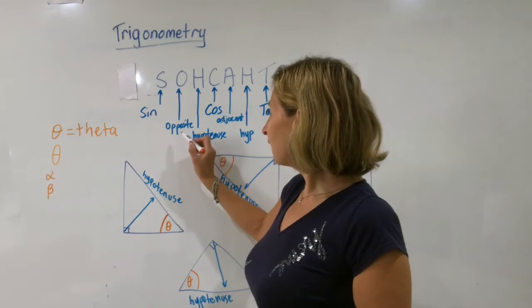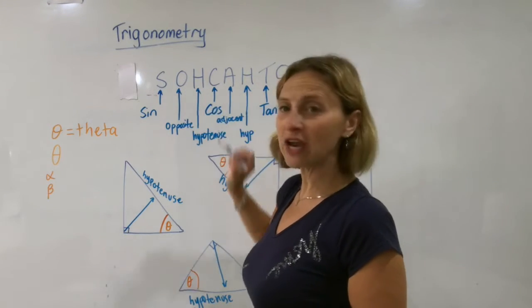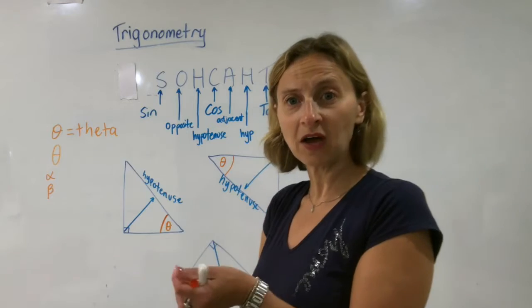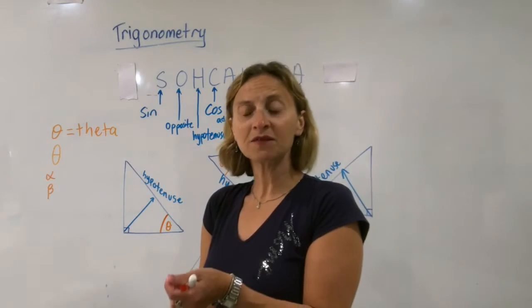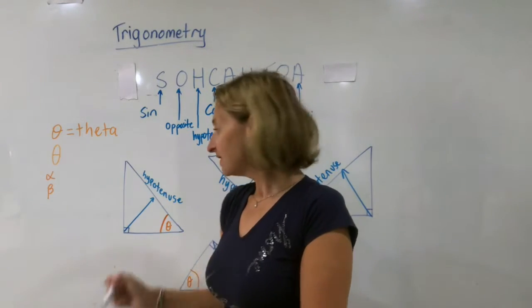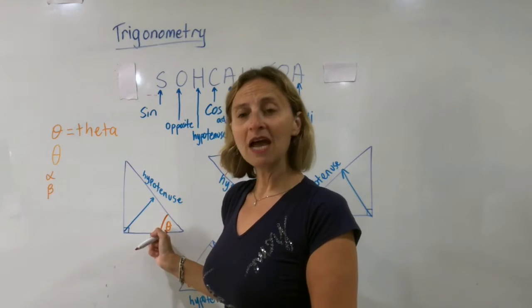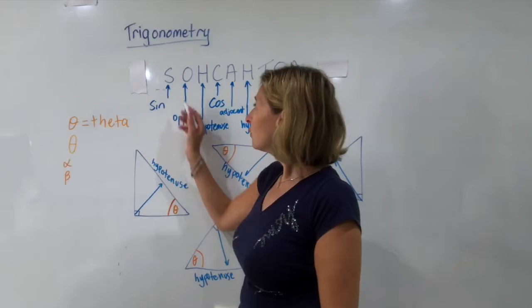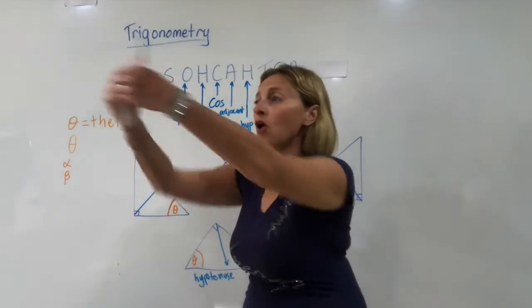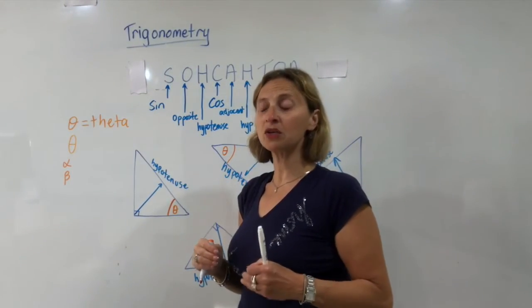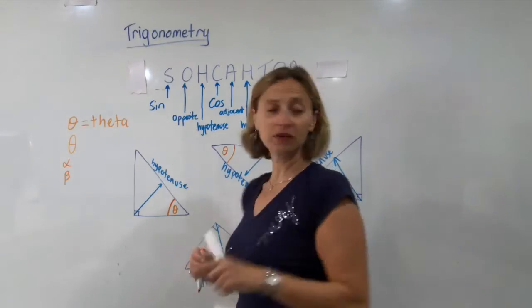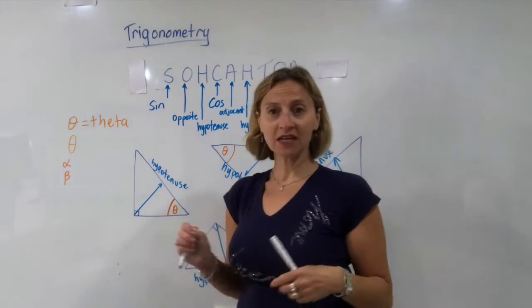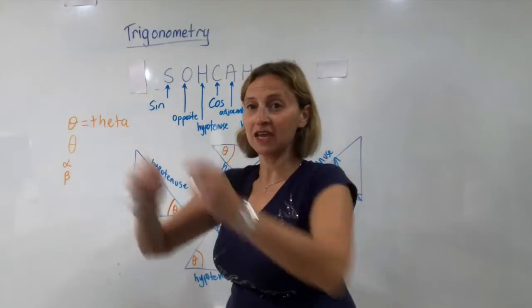We need to identify the opposite and the adjacent sides. We've already identified the hypotenuse. We need to identify which side is adjacent to that angle and which side is opposite to that angle. In English, you know that the word opposite means opposite. If somebody's standing opposite you, they're standing over there. They're not standing right next to you. They're opposite you, they're straight ahead.